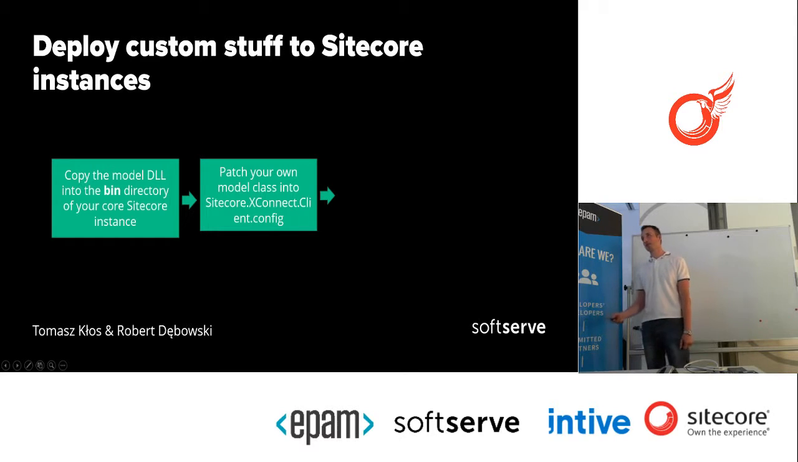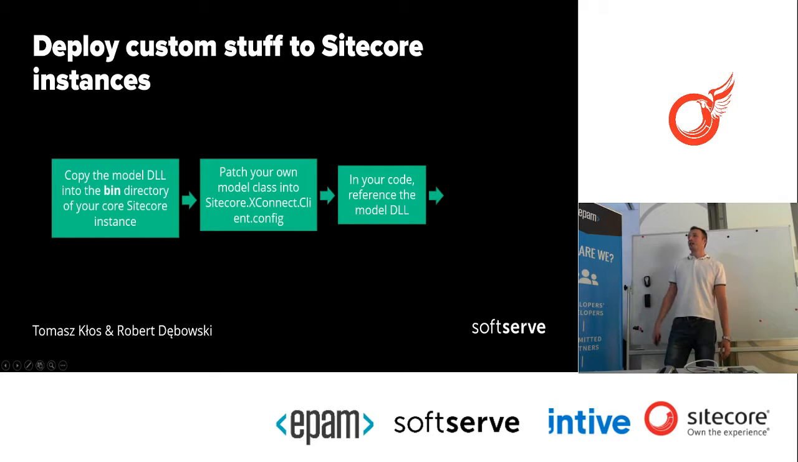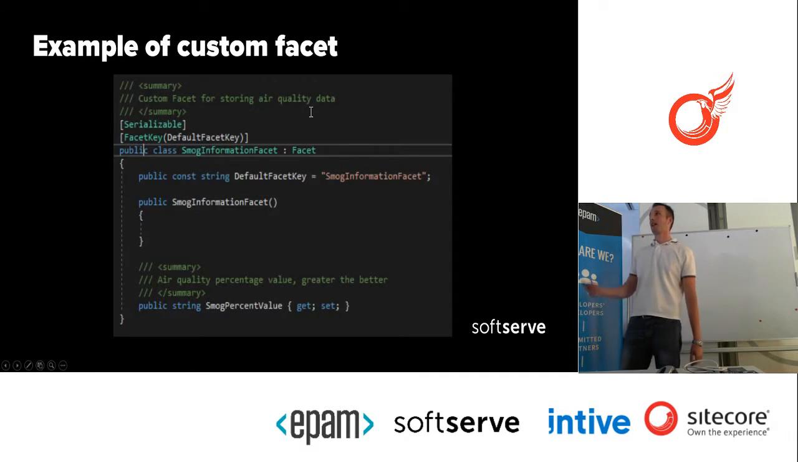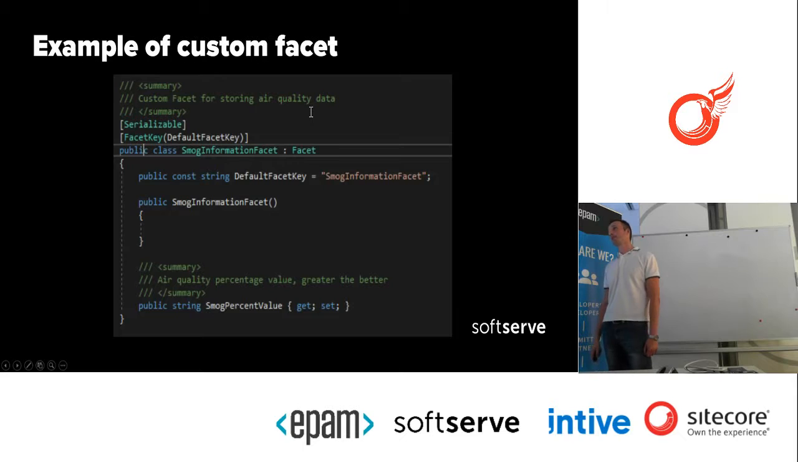Later, we are patching our model class into the Sitecore eXtremeConnect client config. We're adding the reference to the DLL, and we are using the eXtremeConnect client API. So this is it. And that's how the examples of the custom facets work.